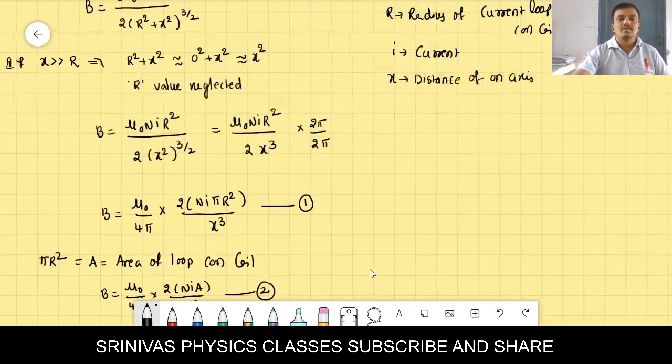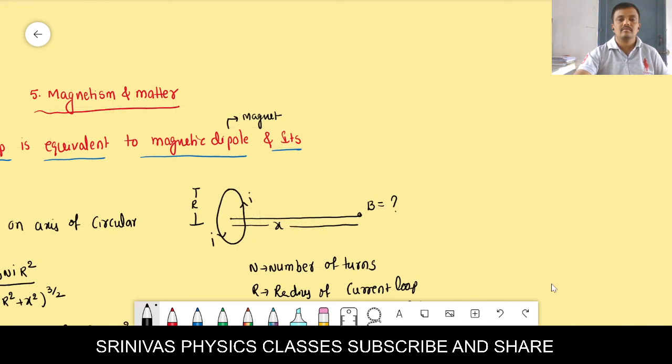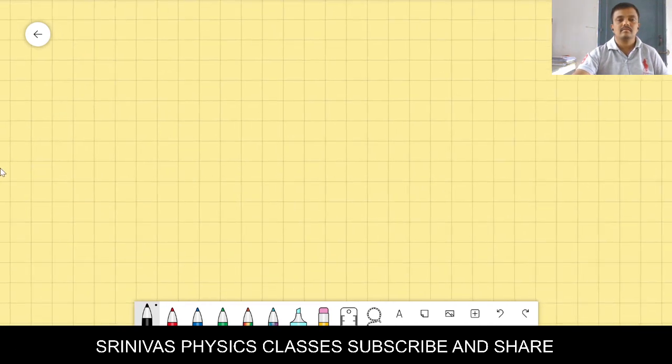Okay, let's go for the next topic. The next topic is the magnetic moment of a revolving electron. Very important topic. Previously it came many times in the CBSE exam. Very important for the 3 marks. Listen very carefully.